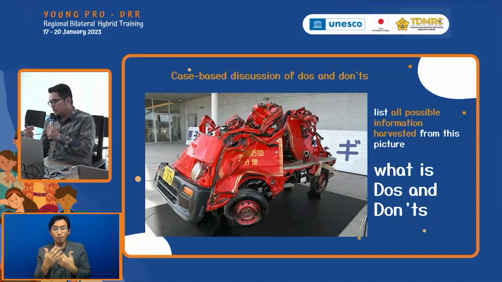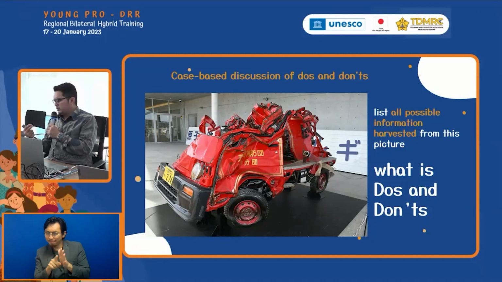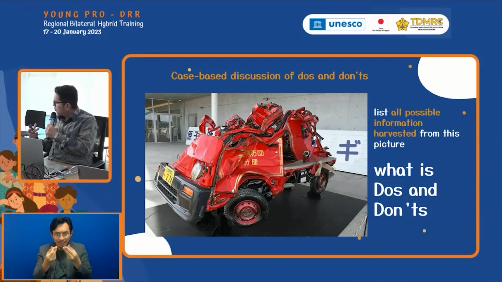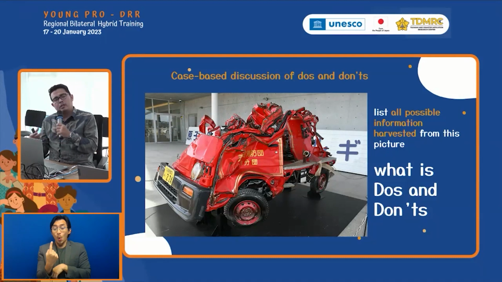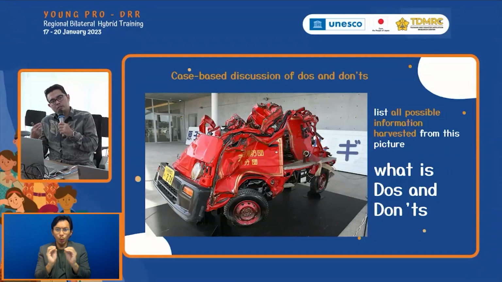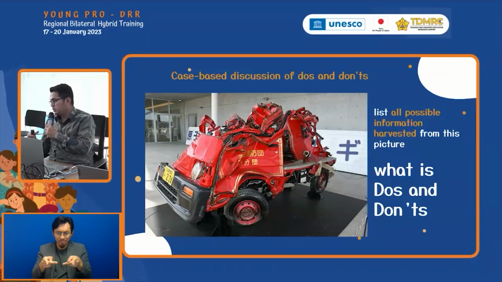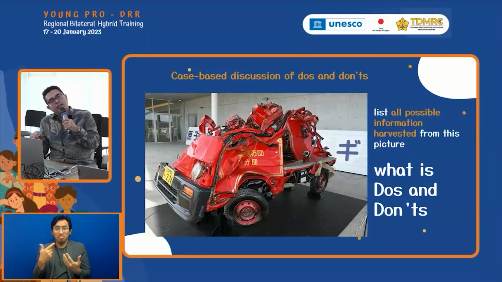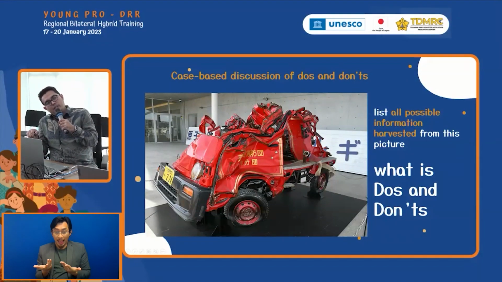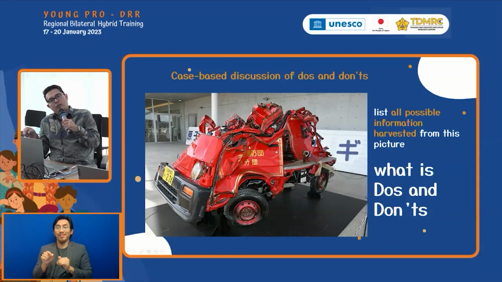So it doesn't give us any clue about whether this event has occurred before, or whether it only occurred once. There is no clue on the science. We only have the damage part, but we don't have any other clue about whether this event repeatedly occurs at these locations. And then we need to list all possible information that we can harvest from this picture, from this exhibition, and what are the do's and what are the don'ts.